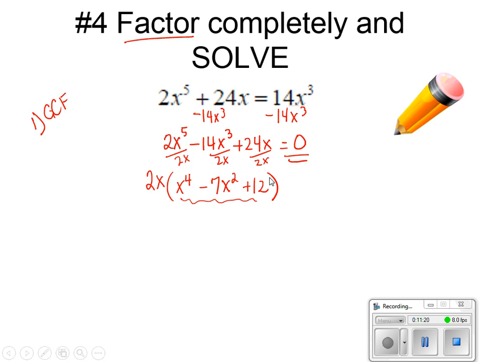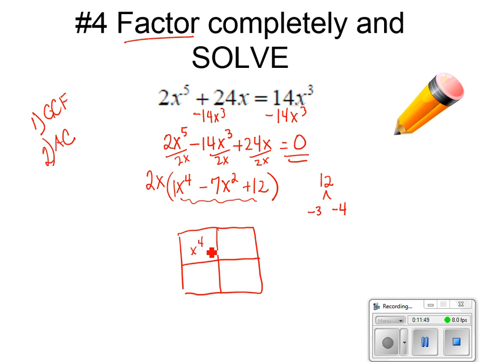Well, it looks like it's in quadratic form. There are 3 terms, and this is a 4, and 2 is half of 4, so it looks like I can use the AC method on this trinomial. 1 times 12 is 12. 2 factors of 12 that give me negative 7 would be negative 3 and negative 4. Okay, then I can make my squares.